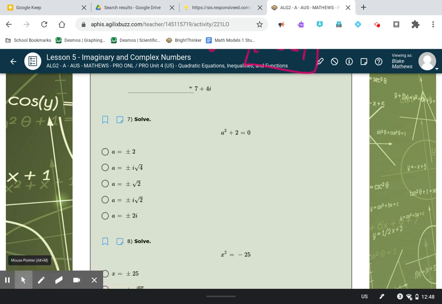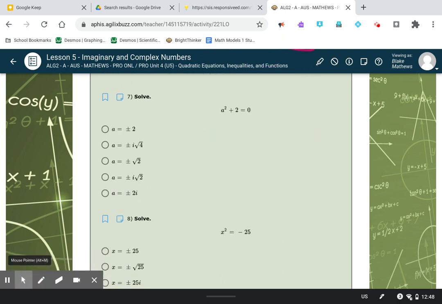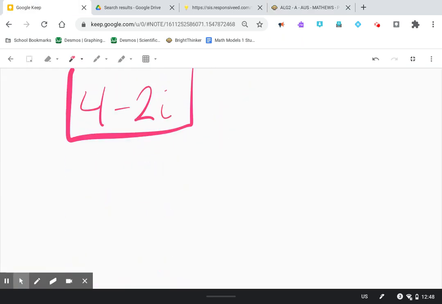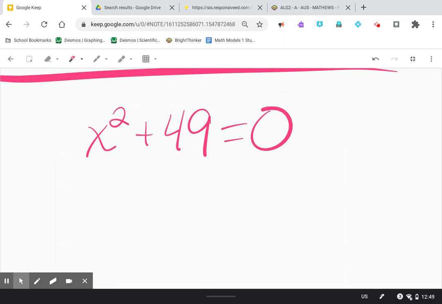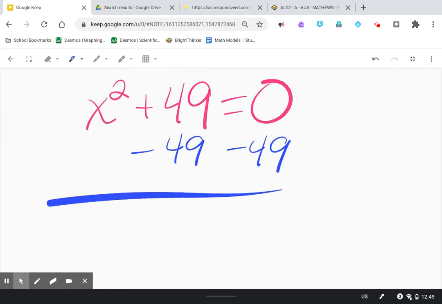And then lastly, we have to talk about how to solve. So if we were going to solve equations that lead to complex answers, it would be something like this. Let's say I have x squared plus 49 equals 0, and we want to solve this equation for x. Well, we're going to subtract 49 from both sides. None of this is new, it's just basic algebra. So we end up with x squared equals negative 49.